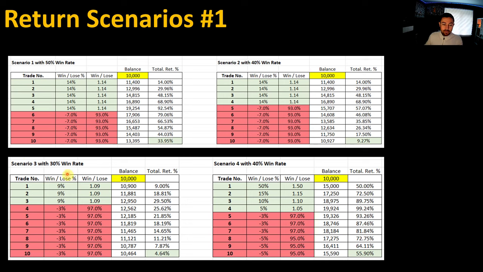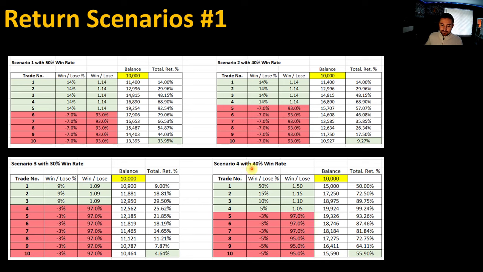Scenario three, now their win rate goes down to 30%, but they're able to maintain a 3-to-1 gain to loss ratio. So the winners are 9%, so it has 3 winning trades in this scenario of 9%, and then 7 losing trades of 3%, but they still come out profitable, 4.64%. Again, it's really understanding the math behind this and the importance of controlling the risk.